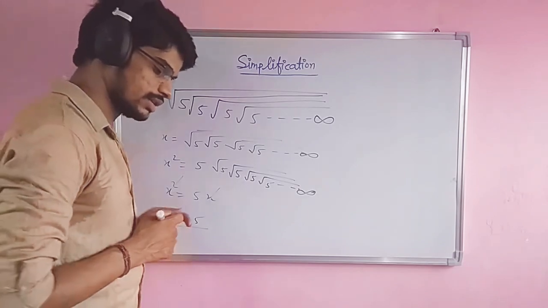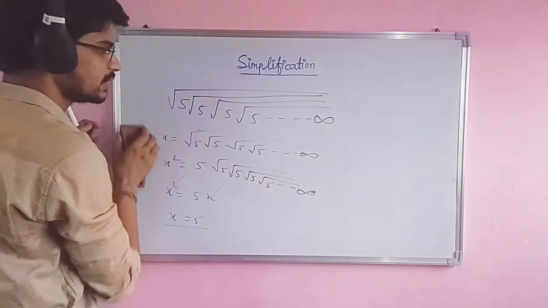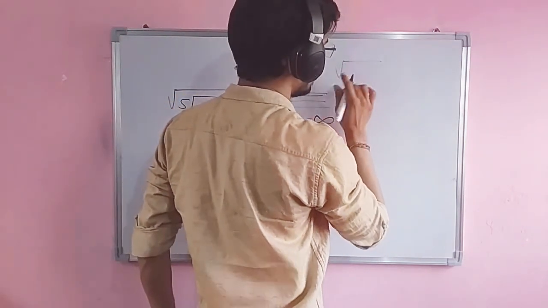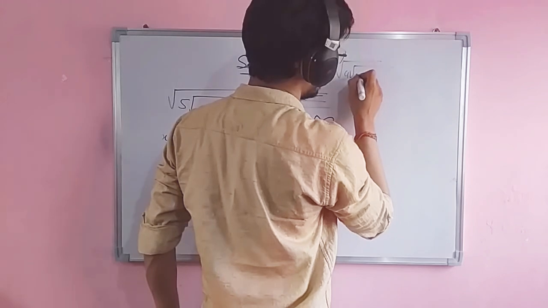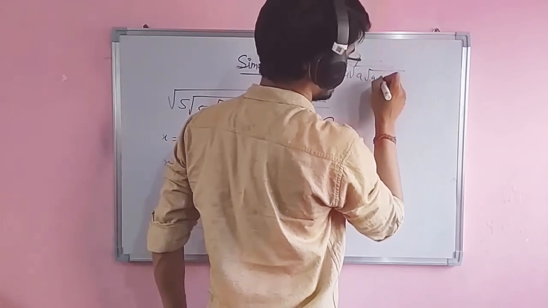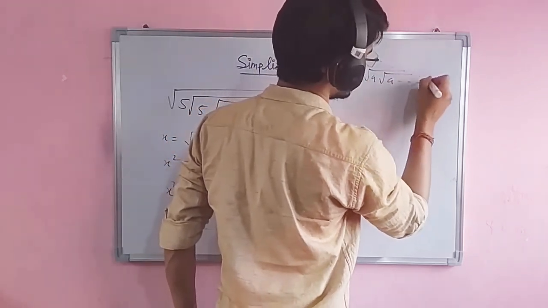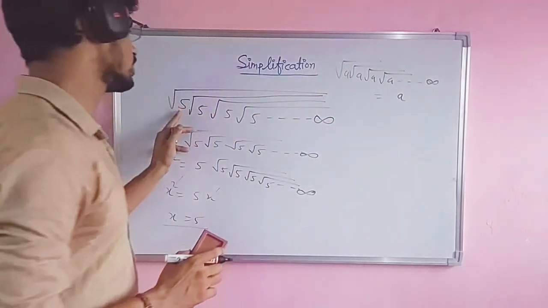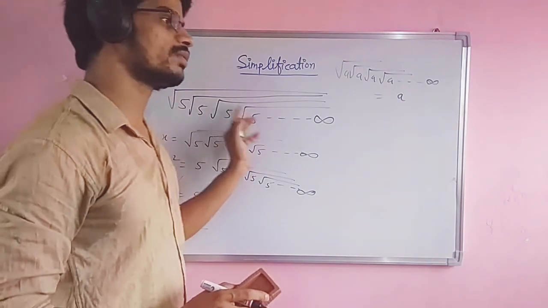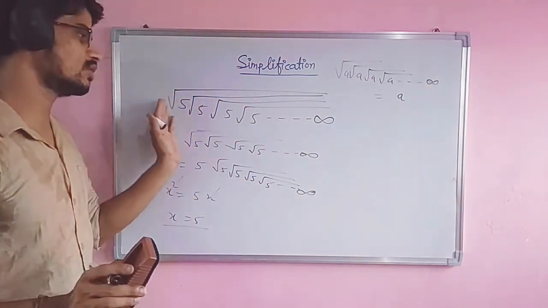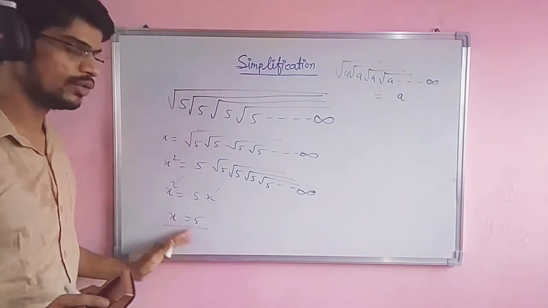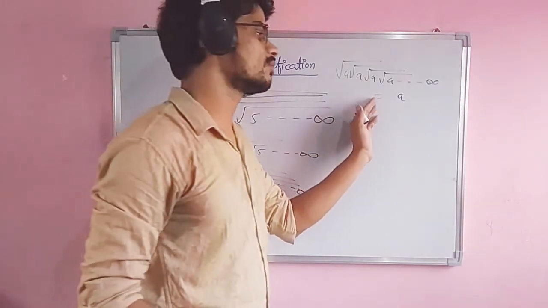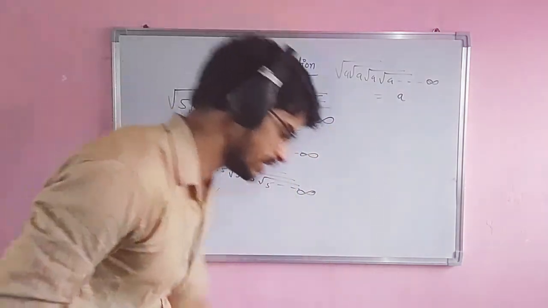So if a question is in the form of a under root a under root a at depth infinity, that means it is equal to a, that means 5 under root 5, the solution of this simplification is equal to 5. This is solved by the basic method and this is solved by the tricky method. Clear?